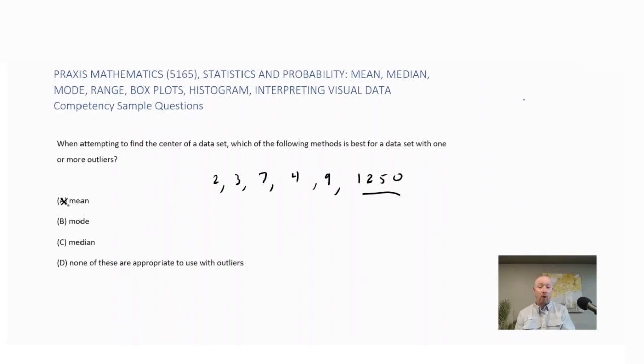So if you're trying to find the center, the mode is not going to help you with finding the center of a data set because that just tells you what appears most on the list. So I'm going to eliminate choice B. So the best choice here is to use the median because the median is not as affected by outliers as much as the mean. For example, if we put this in order and found the median, we're still going to get an appropriate answer when we find the median between 4 and 7, which is 5.5. So the correct answer here is C.